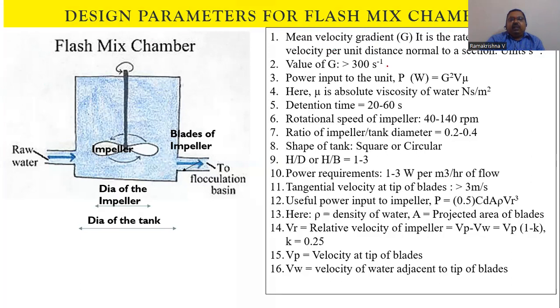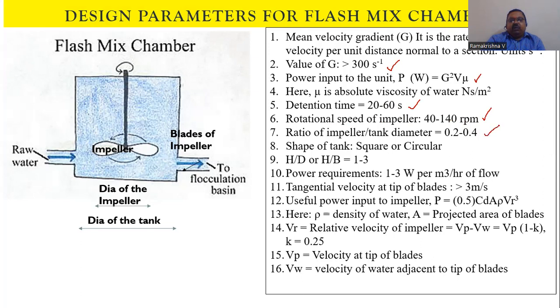The mean velocity gradient will be greater than 300 per second. We can take higher values also, but we have to have a check every time. Even higher values sometimes may not be suitable as per the design criteria. So P is equal to G square V mu, as discussed. The residence time or detention time is 20 to 60 seconds. The rotational speed of the impeller will be around 40 to 140 RPM. We try to keep it higher than 100 RPM.